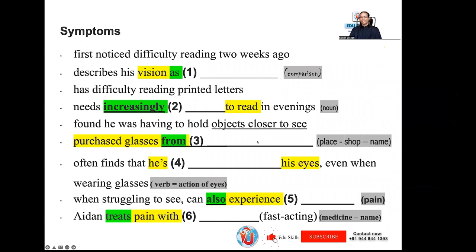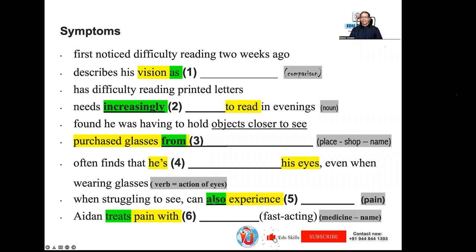Purchase glasses from a place, a shop, some name, right? Here one noun should be there, increasingly dash to read, some noun. Here, purchase glasses from, as I said, purchased grocery from, purchased fish from, purchased snacks from. So the gap should be some place, shop or some place. Okay, name. Often finds that he is dash with his eyes, means a verb, action of eyes. Something done with the eyes. So a verb, an action word will be there.